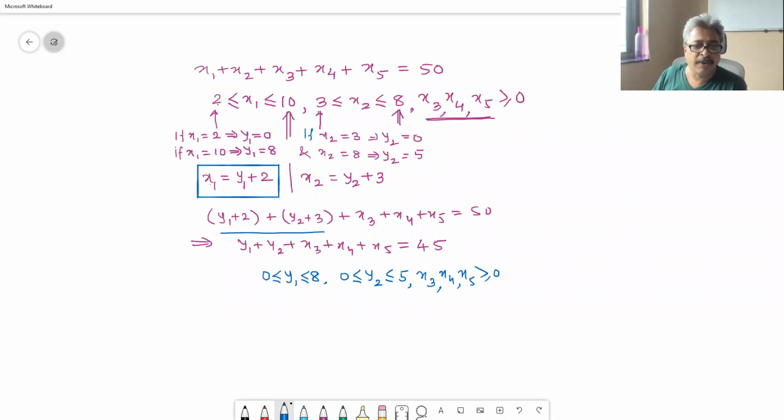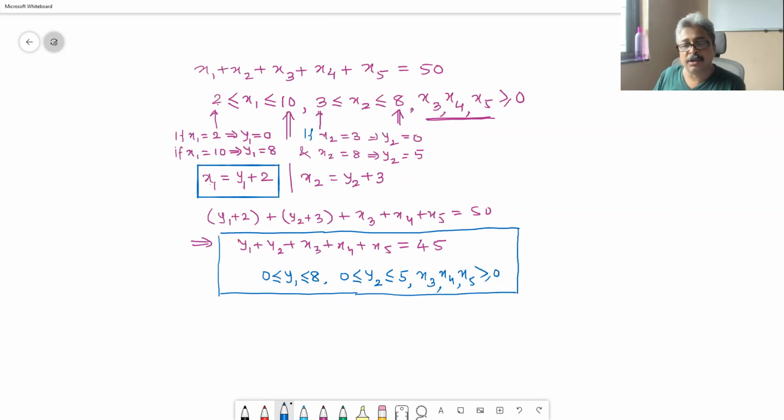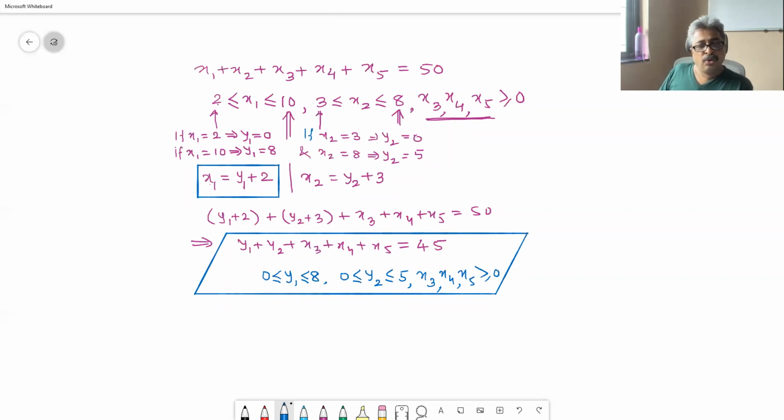Now this is a new problem that I am solving, which does not have a lower bound but has only an upper bound, that too in 2 cases. Now we are under control. So what should we do now? Now we are supposed to use inclusion exclusion.